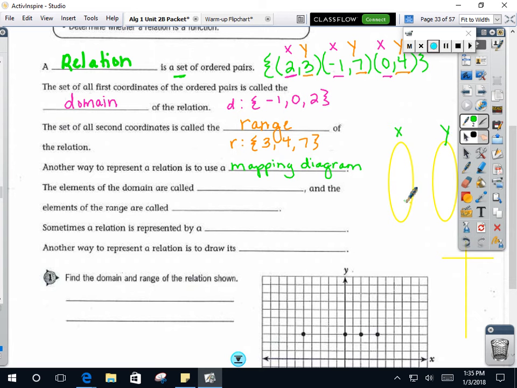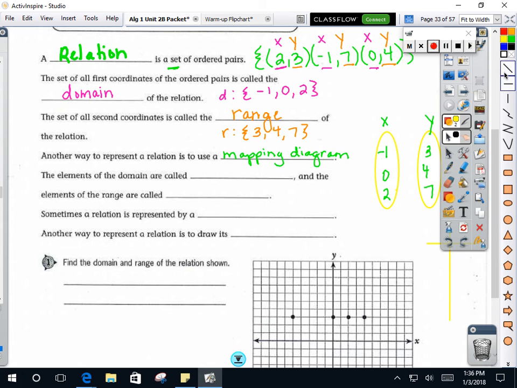Domain, range. When you write in your x values, or otherwise your domain, you write them in order from least to greatest. So what would that be? Right, -1, 0, 2. When you write in your y values or your range, you write them from least to greatest. So what would that look like? 3, 4, 7.